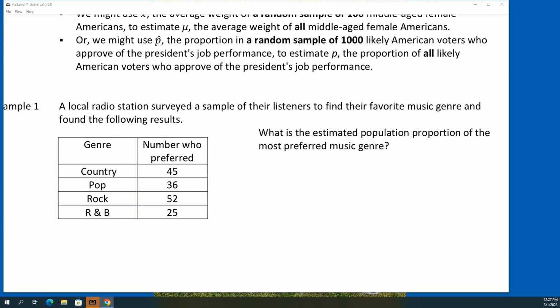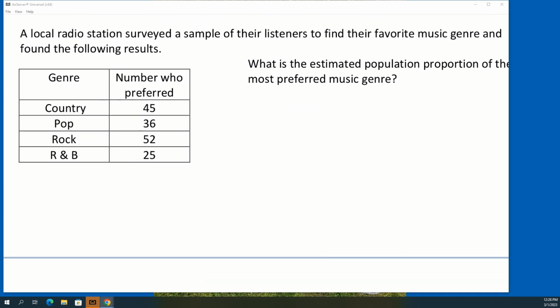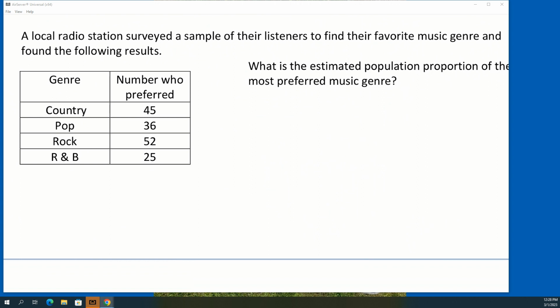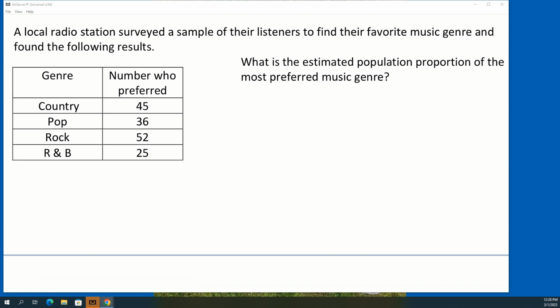All right, so let's look at example 1. A radio station surveyed a sample of listeners to find their favorite music genre and found the following results. What is the estimated population proportion of the most preferred music genre? So what is the most preferred music? I can't say the words. Rock. And there are 52 people who picked rock out of the sample.